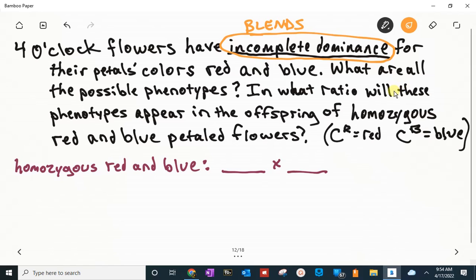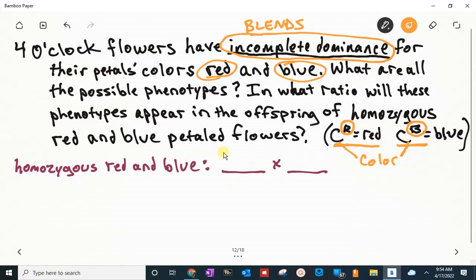Incomplete dominance for their petal colors, red and blue. What are all the possible phenotypes? In what ratio will these phenotypes appear in the offspring of homozygous red and blue petaled flowers? And you see here when we're writing incomplete dominance, we write it a little bit differently. They both have capital C, C standing for the color, and then the actual specific allele is written in superscript up right next to it, like an exponent.